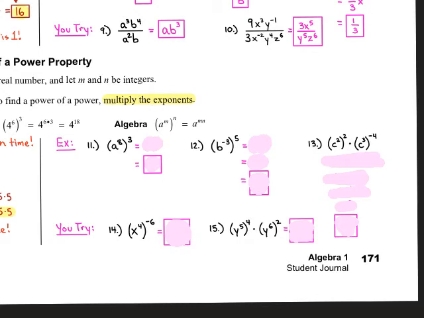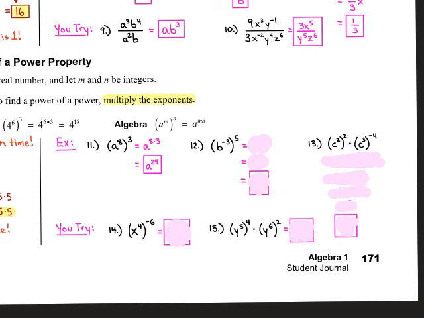We've got a to the 8th, raised to the 3rd power. That is one base being raised to a power and then being raised to another power. So we're going to multiply those exponents, not add them. And that gives me a to the 8 times 3, which is a to the 24th. And there's not much else we can do with that.